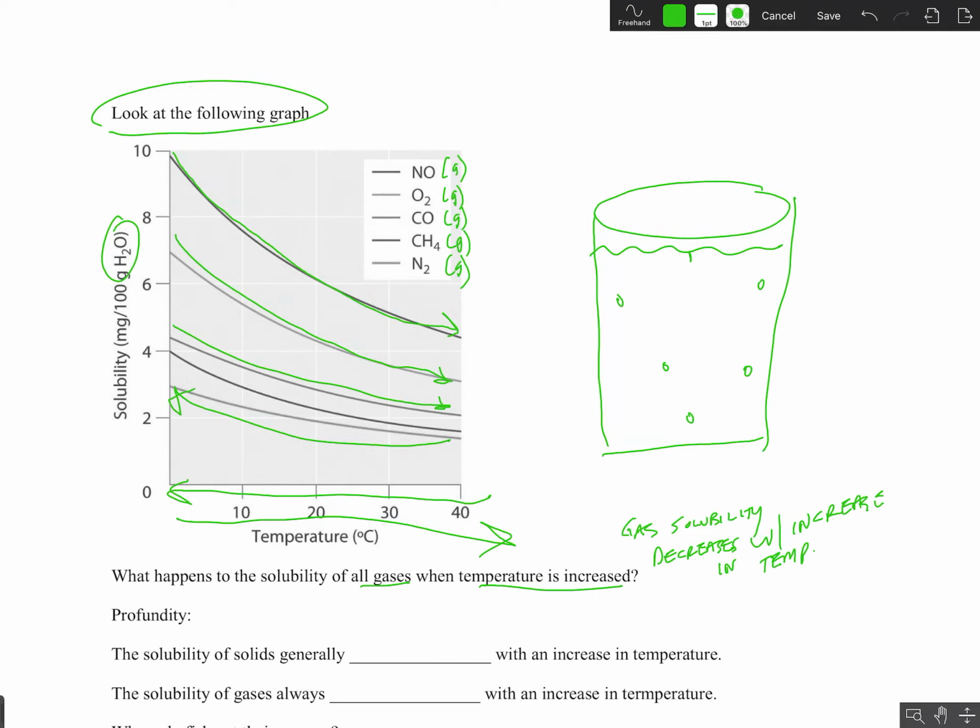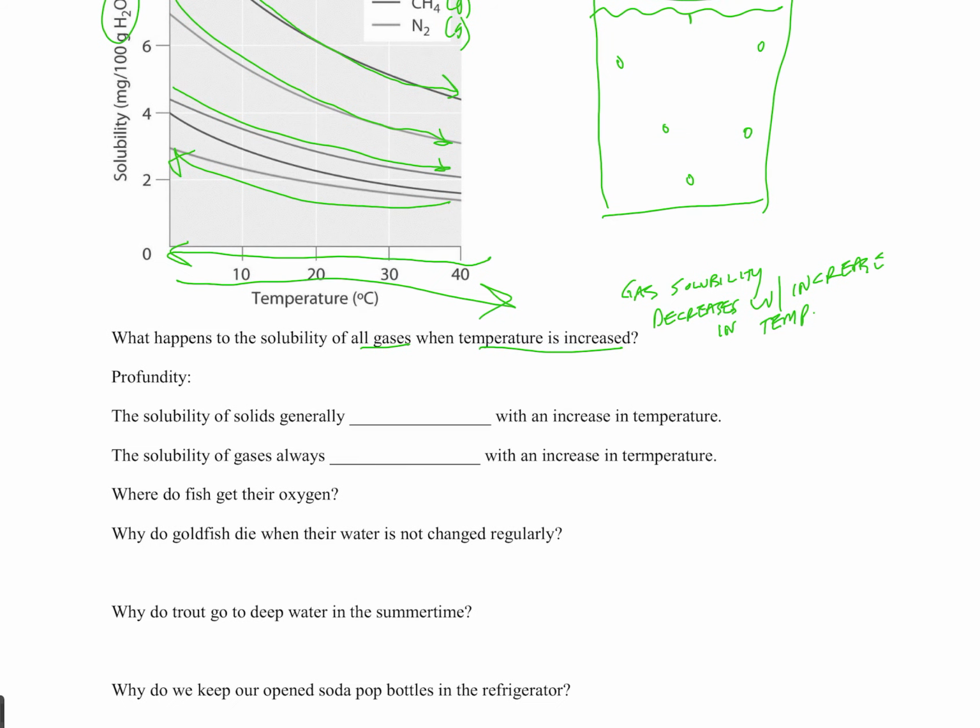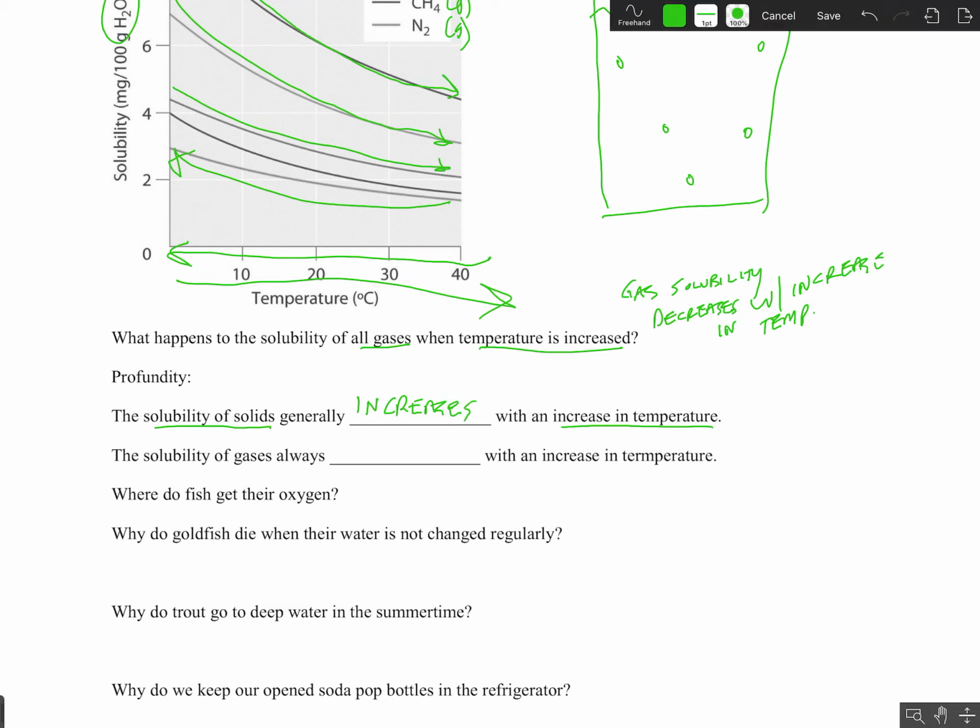So let's state a little profundity here, kiddos, related to our discussion on solubility of solids and gases. So the solubility of solids generally does what with an increase in temperature? Very good. The solubility of solids generally increases. They dissolve better with an increase in temperature. How about the solubility of gases? What happens to their solubility when there's an increase in temperature? Yeah, we've just been talking about it, look at the graph above. As the solvent temperature increases, the solubility of gases decreases with an increase in temperature.